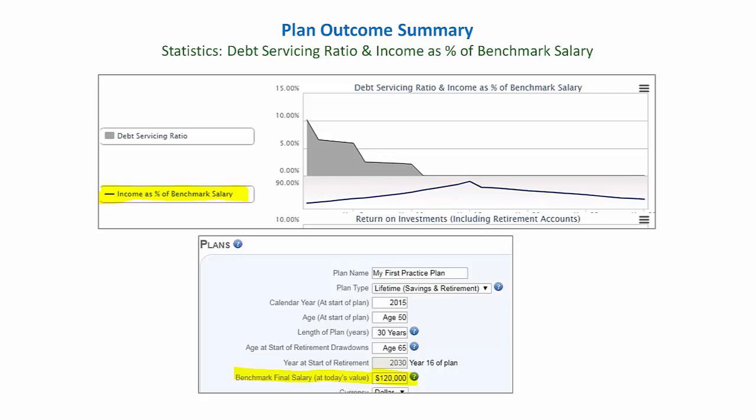In Financial Mappers, on the plan page, you can enter a benchmark salary. This salary is used to calculate the percentage of income. In this case, the benchmark salary has been listed as $120,000, which is the salary entered in Step 3 of Easy Mode.